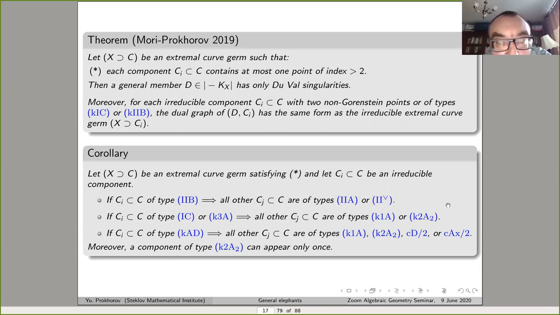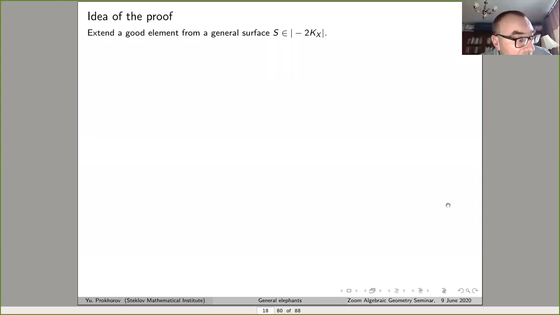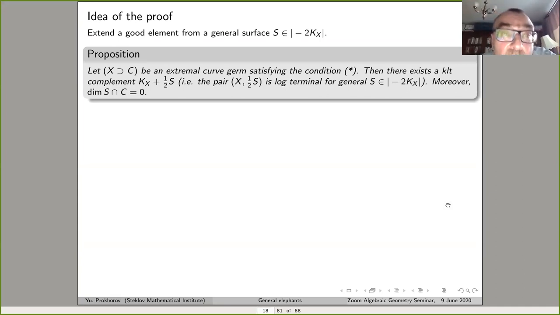And K2A, this case means that you have the following three possibilities, like this. Okay, what's the idea? The idea comes from the Kollár-Mori paper. Extend a good anti-canonical element from minus 2K. And in minus 2K, we have a good element for a trivial reason. If it satisfies our star condition, then there is a KLT 2-complement like this. The pair is log canonical. And moreover, this surface doesn't contain the central fiber.